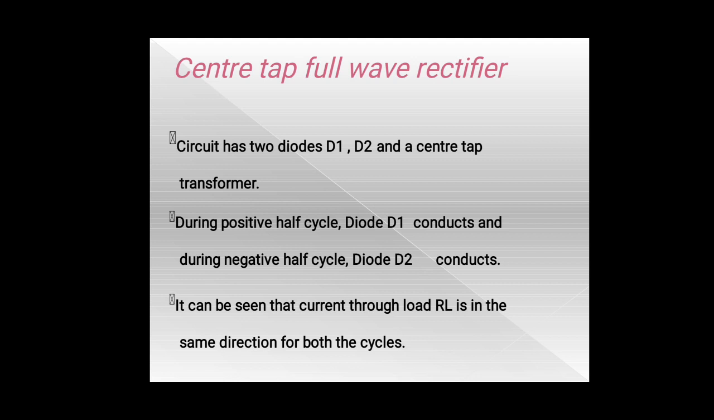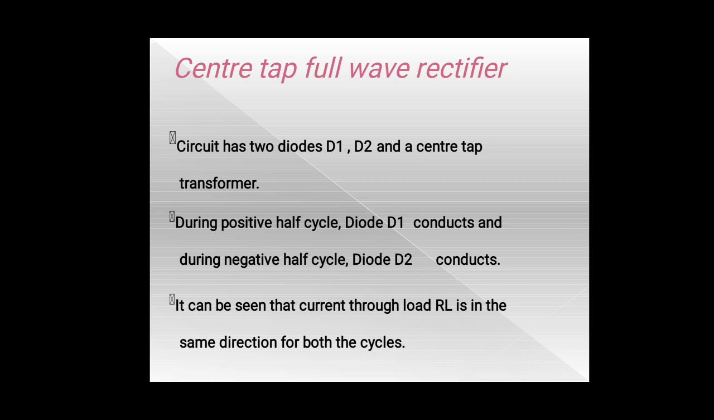So the full wave rectifier can be classified into two types. One is the center tap full wave rectifier and the second one is the full wave bridge rectifier. What is happening in the center tap full wave rectifier? The circuit has two diodes D1 and D2 and a center tap transformer. In a half wave rectifier we used a step down transformer, but in a center tap rectifier we use a center tap transformer.